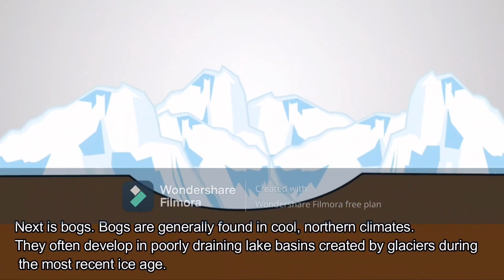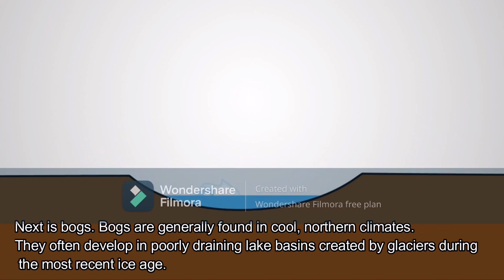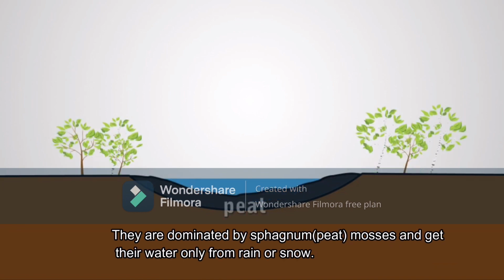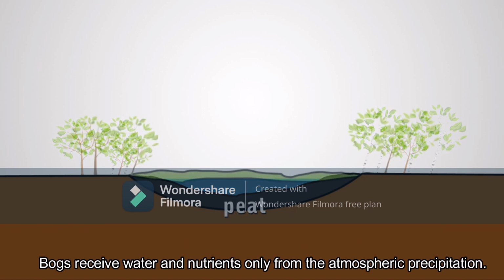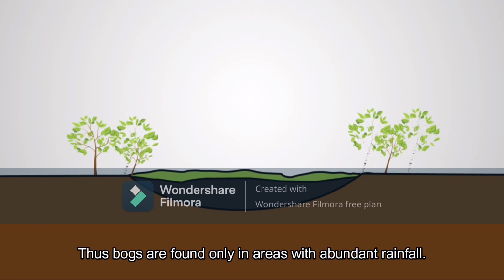Next is bogs. Bogs are generally found in cool northern climates. They often develop in poorly draining lake basins filled by glaciers during the most recent ice age. Bogs are also an acidic wetland filled with a build-up of slowly decaying vegetation called peat. They are dominated by peat mosses and get their water only from rain or snow. Bogs receive water and nutrients only from atmospheric precipitation, so they are found only in areas with abundant rainfall.